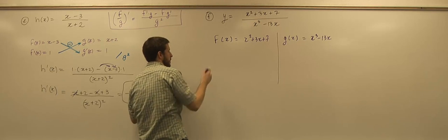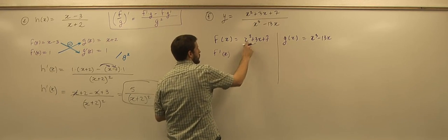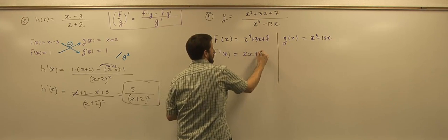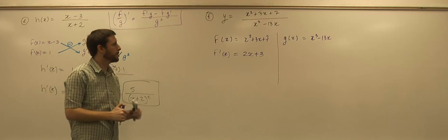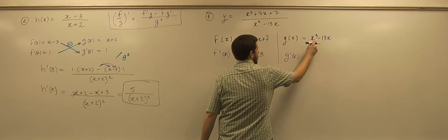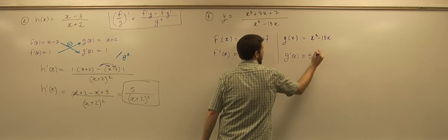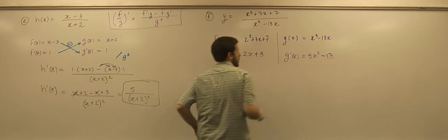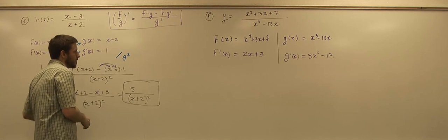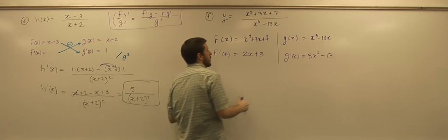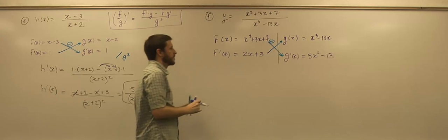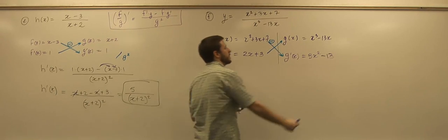F prime is 2x plus 3, 2x, right, because the 2 comes down, and 3, right, because the derivative of x is 1. For g prime, 3x squared minus 13. The 3 comes down, the exponent drops to a 2, minus 13. So these have to get multiplied, these have to get multiplied, and you subtract. You divide everything by g squared.